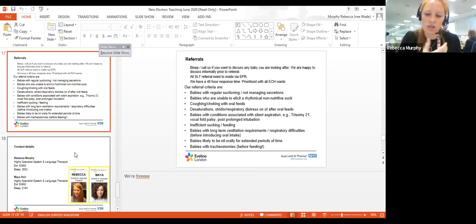We see babies that are needing lots of suctioning, not managing their secretions, babies who aren't able to elicit a rhythmical suck, maybe having some impact on their feeding reflexes, so the suck and their rooting reflexes, babies that are coughing and choking with feeds, babies that are consistently desatting with feeds, they might have stridor or respiratory distress during or after feeds, babies that have conditions that mean that they're at risk of silent aspiration, like we talked about earlier, so those with trisomy 21, vocal cord palsy, who are post-extubation, babies who are inefficient with their sucking or feeding, falling asleep during feeds, babies who've been ventilated for a long time, and babies who are nil orally for extended times in order to reintroduce it. And we see all babies that have tracheostomies.